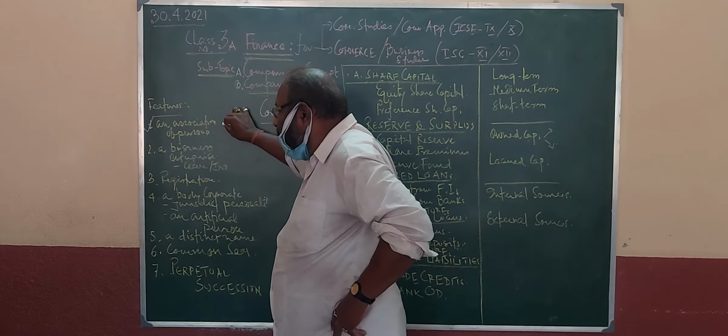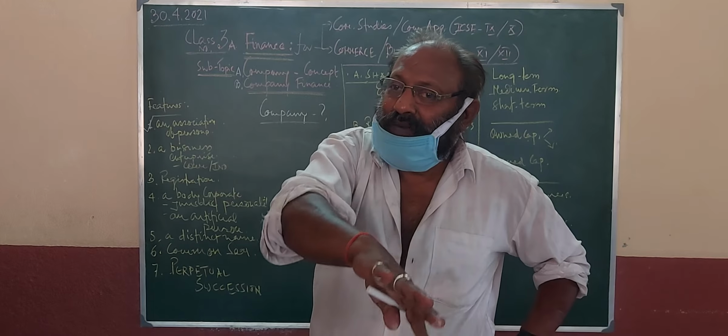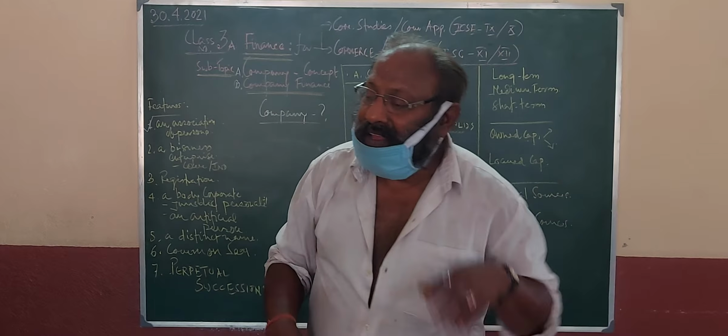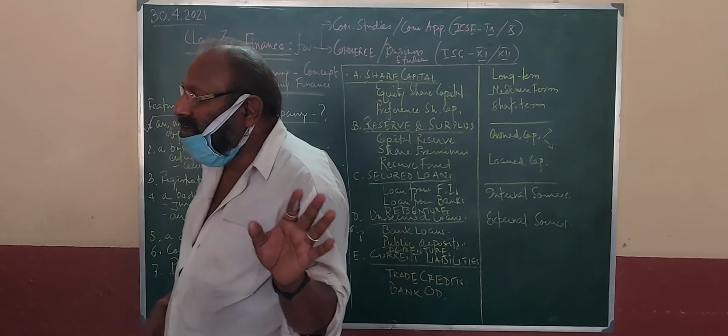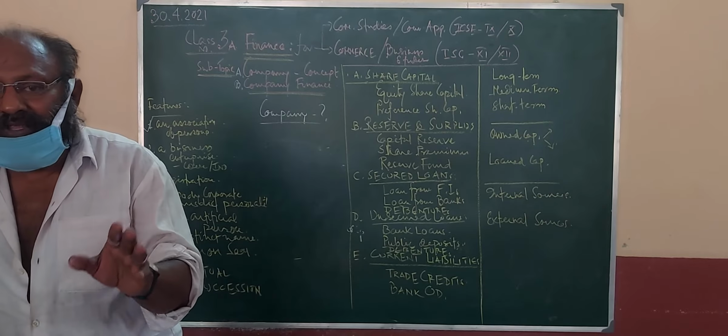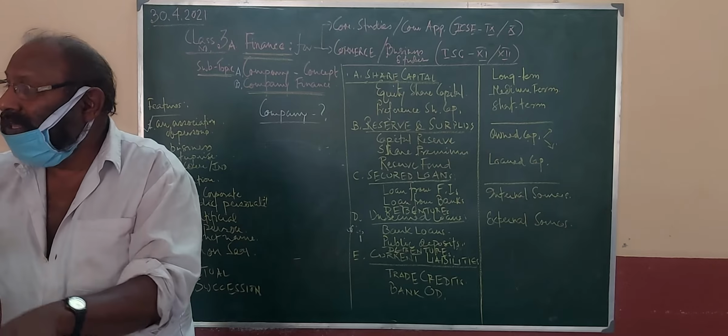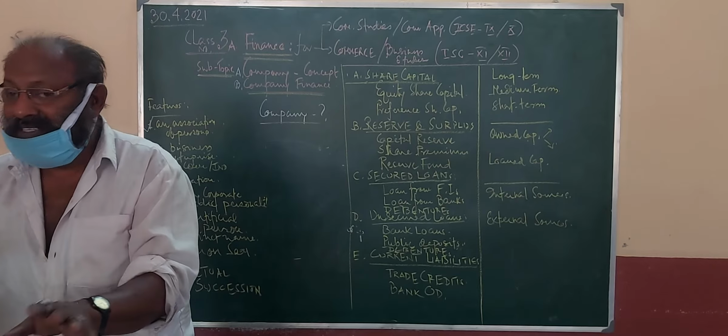But should every association of persons be regarded as a company? The cooperative society should not be regarded as a company. The partnership should not be regarded as a company. Joint Hindu family business should not be regarded as a company, although more than one person is involved in the process. So we must not say that it is a company.